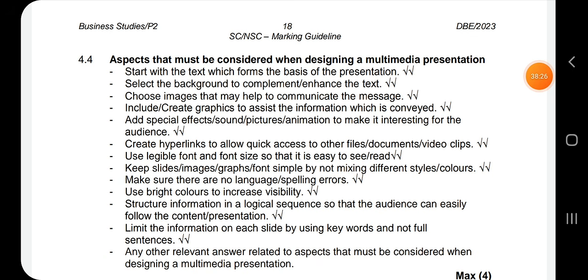And then aspects that must be considered when designing a multimedia presentation. Start with the text, which forms the basis of the presentation. Select the background to complement the text. Choose images that may help to communicate the message. Include creative graphics to assist the information which is conveyed. Add special effects, sound, pictures, animation to make it interesting for your audience. So how do you captivate people when you are doing a PowerPoint presentation or so on?